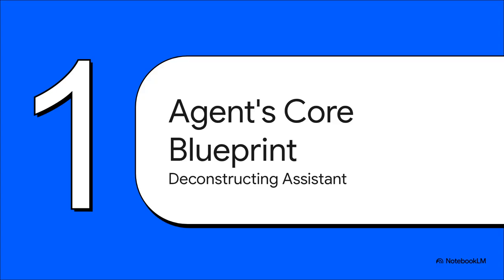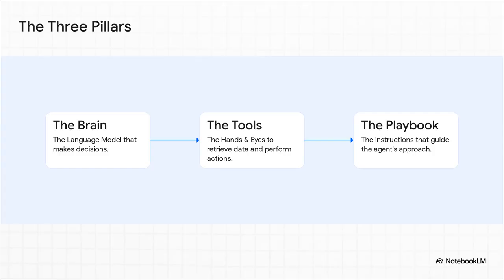All right, let's get into the good stuff, the agent's core blueprint. We're basically going to pop the hood on this digital assistant and see all the moving parts. And you know what? It's probably simpler than you think. It really boils down to just three fundamental pieces. Every single AI agent has a brain. That's the language model doing the thinking. It has tools. Think of these as its hands and eyes for interacting with the world. And it has a playbook. Those are the instructions that tell it what to do. Brain, tools, playbook. That's it.